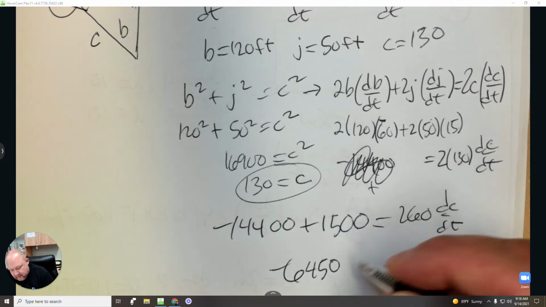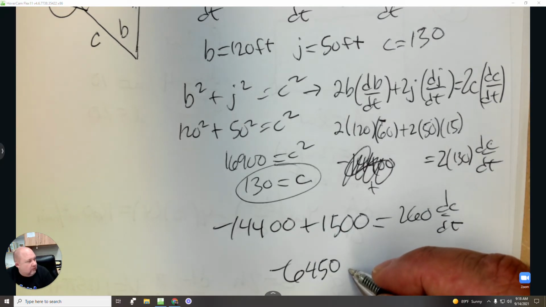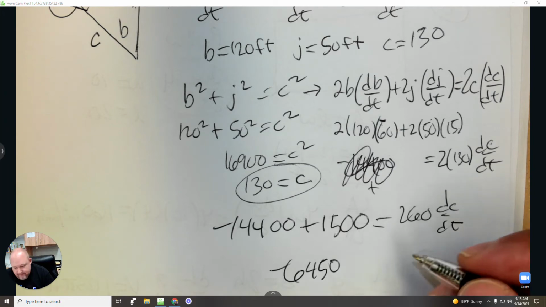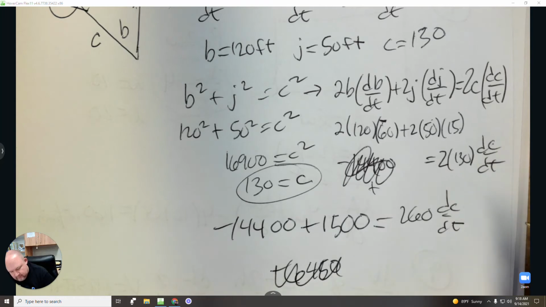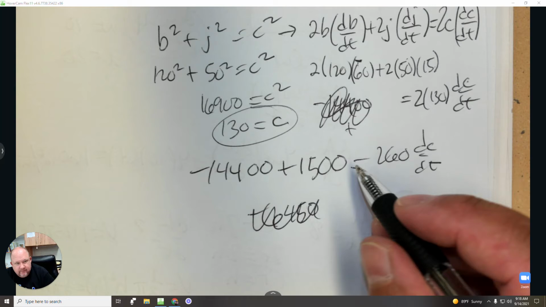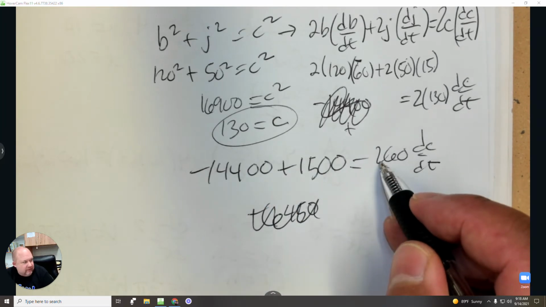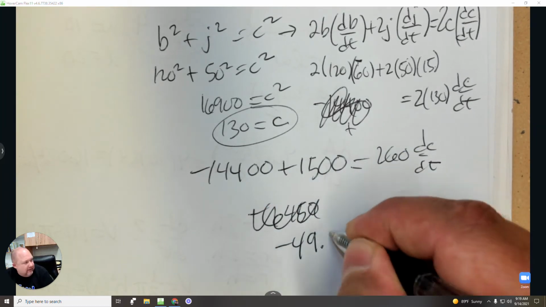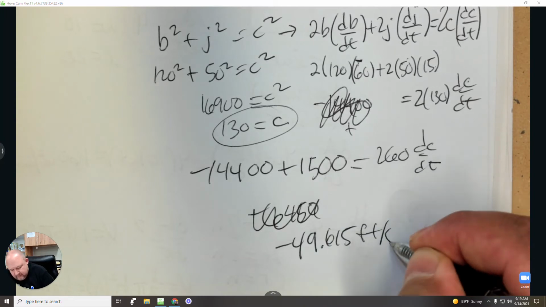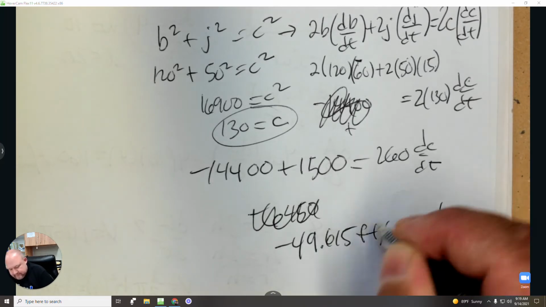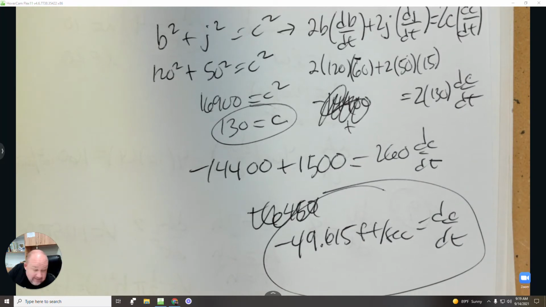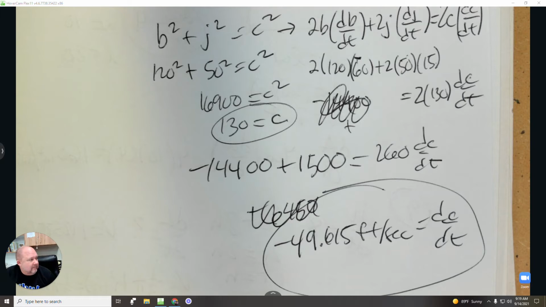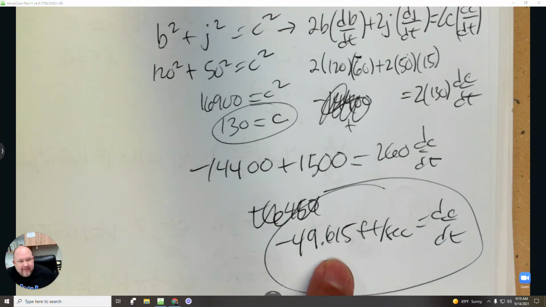I'm just doing the heavy work here. So if you do this in your calculator and divide by 260, you should get negative 49.615 feet per second, and you did it. So the distance between them is shrinking at that rate at that time. So they're getting closer to each other at that rate.